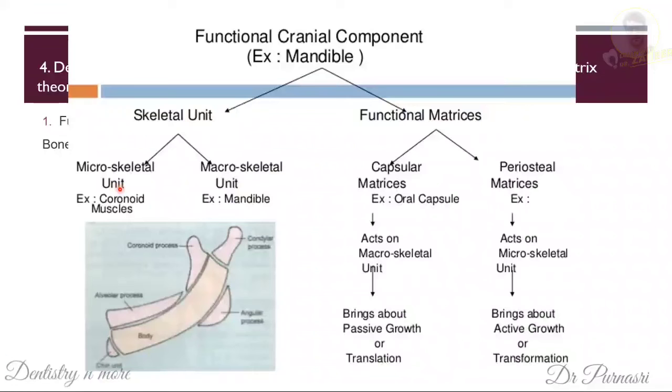The macroskeletal unit will be the mandible and the microskeletal units will be the condylar process, coronoid process, alveolar process, the chin and the angular process. The functional matrices: the capsular matrix for the mandible will be the oral capsule that acts on the macroskeletal unit and brings about passive growth or translation. And the periosteal matrices act on the microskeletal units. Examples of periosteal matrices will be the teeth, the muscles, the nerves that are present, and these bring about active growth or transformation. That ends our answer.